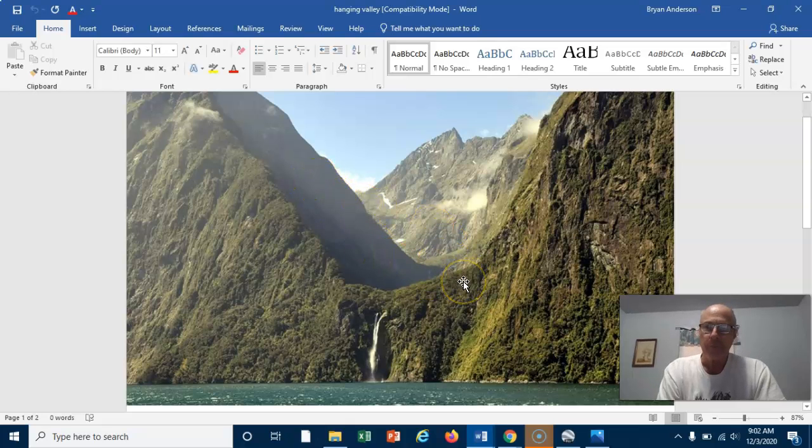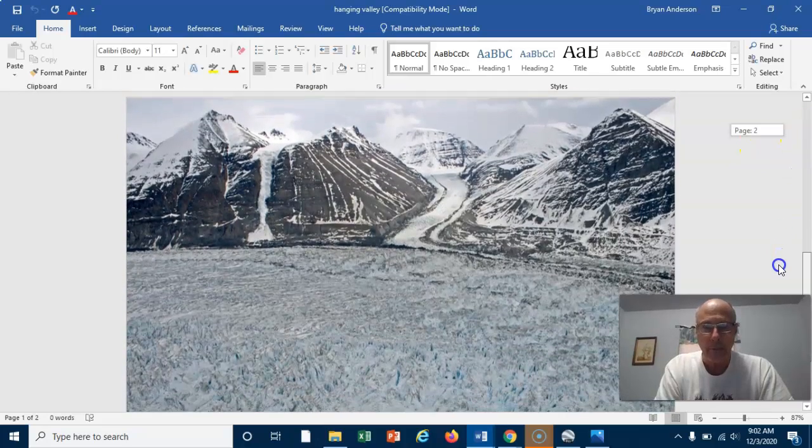Beautiful feature. It's a hanging valley because the valley here may have been created by a valley glacier, a bigger glacier that eroded more rapidly into the ground that it was sitting on and left this one, which was created by a smaller glacier and didn't erode as fast, suspended above. To give you an image of what that might look like, here's a glaciated landscape.